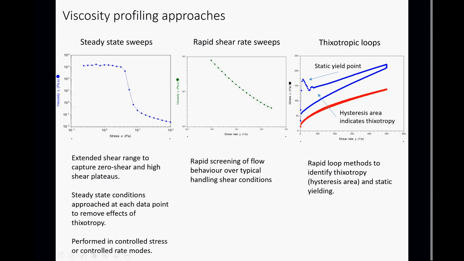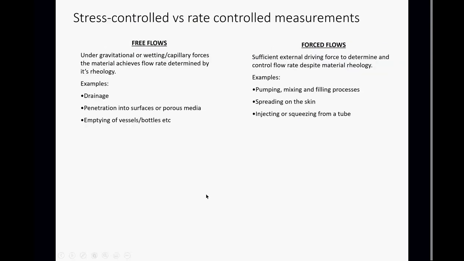Okay, so viscosity profiling often raises two questions once you get into high-performance rheometry. And the questions that I typically get asked there are, firstly, what's the difference between a controlled stress and a controlled rate measurement? Should I be running the viscometer, or the rheometer, in a controlled stress mode or a controlled rate mode? And one way to think about that is, if you think about actual flow processes, you can split them out into what I call free flows and forced flows.